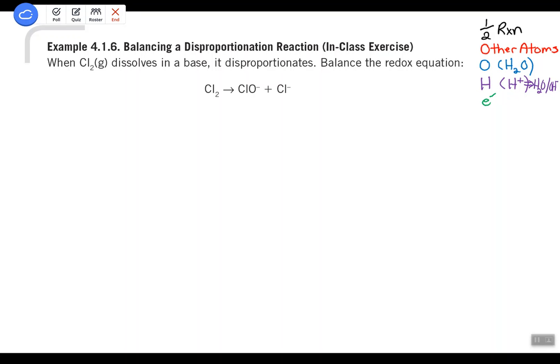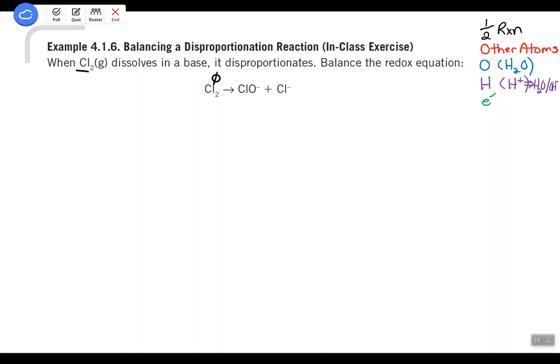This also doubles as our disproportionation reaction. So when chlorine gas dissolves in base, it disproportionates. We need to balance this equation. Step number 1, make sure we actually have a redox equation. If we don't, it's not worth the effort of this more rigorous method.